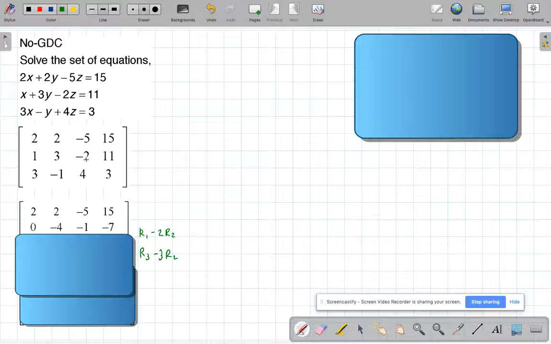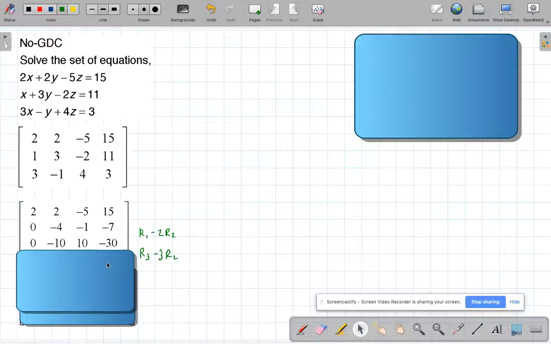4, take away 3 lots of this, plus 10. And this one will give me 3, take away 33, minus 30. So what I've done there, again, it's just got these two x's to be 0, and I'm not particularly worried about what comes here. Just make sure I do the calculation correctly.